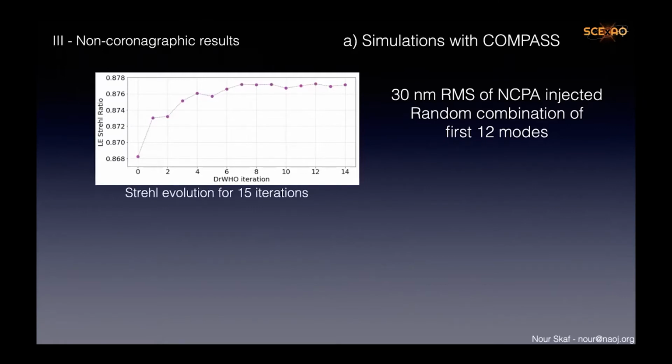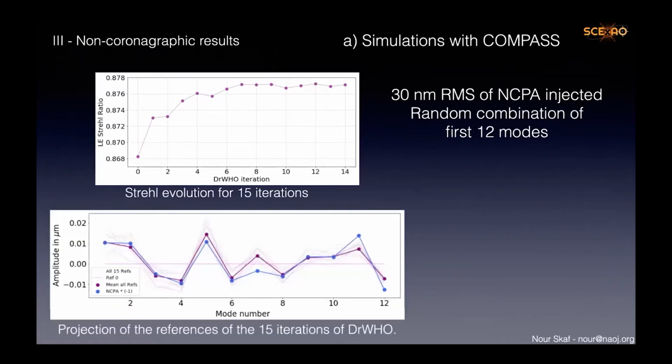So what I see when I look at the evolution of the Strehl ratio for 15 iterations here, so 15 iterations of 30 seconds, I see that the Strehl ratio increased, and most of the correction is done at the first iteration. It takes quite a long time to do in simulation. That's why I didn't do more than 15 iterations.